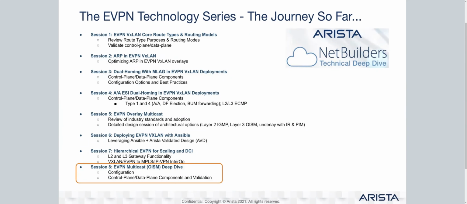So this is session 8 of our series. Some of the concepts we're going to talk about today do leverage what we covered in session 5. In session 5, we discussed details around type 6, 7, and 8, which are used for the multicast signaling. We also introduced the OISM model for layer 3 multicast forwarding. If you want to review, that session is still available along with the rest of the sessions for download from the website.